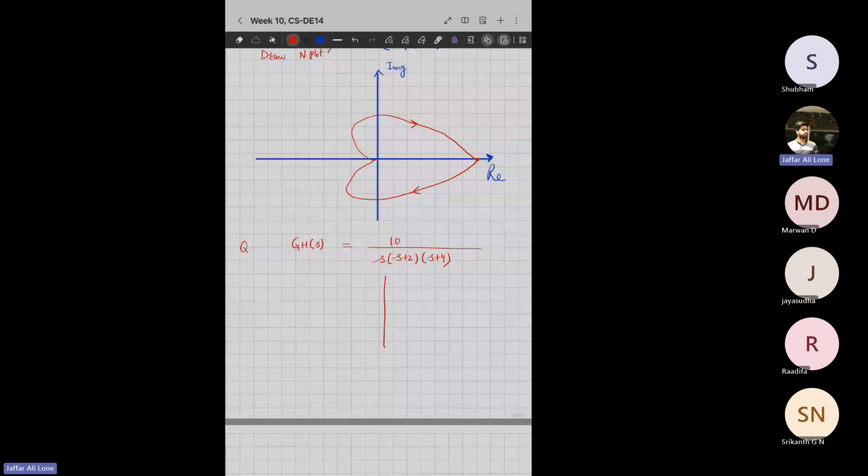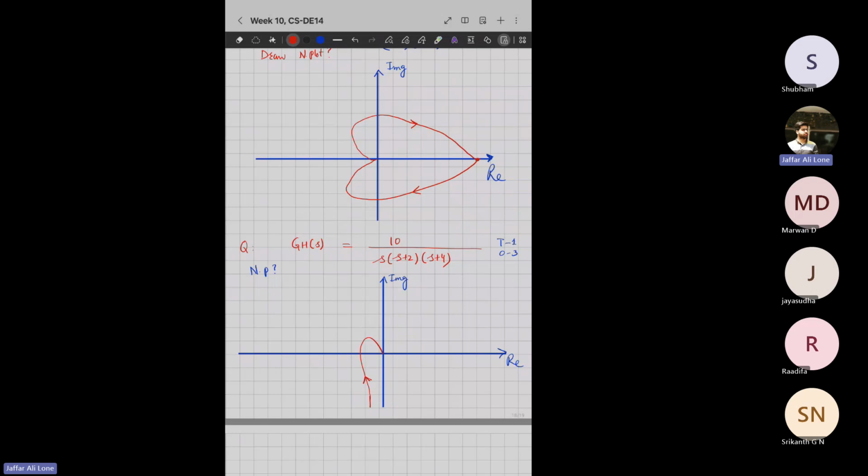Let's draw the Nyquist plot. This is real and this is imaginary. You have the system type 1, order 3. Type 1 means it will start from here and end here, so you'll get something like this. This is your type 1 and order 3.